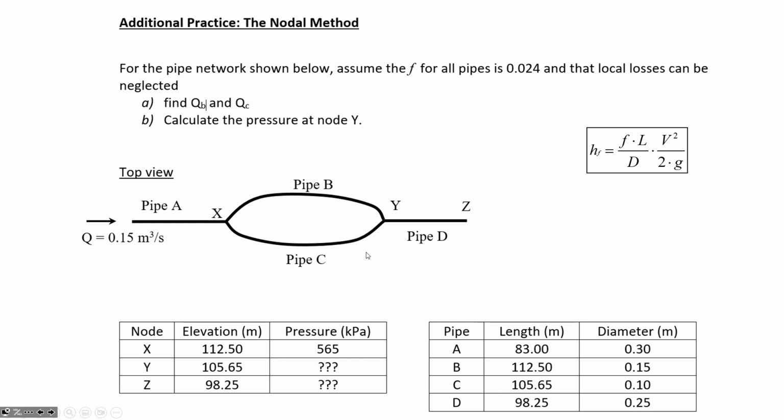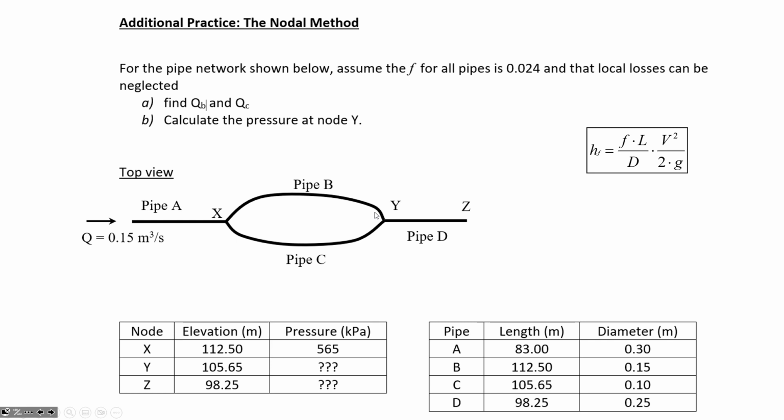And so the flow rate is going to be whatever flow rate is required so that you have the same amount of head loss through either route. So between junction X and junction Y, you have to have the same amount of loss, regardless of whether you go through the upper pipe B route or through the lower pipe C route. The head loss through each of those paths is the same. And so what we say is that the H sub F through pipe B is equal to the H sub F through pipe C.